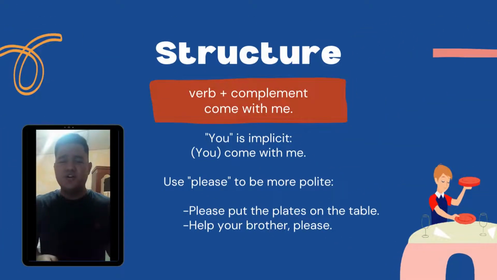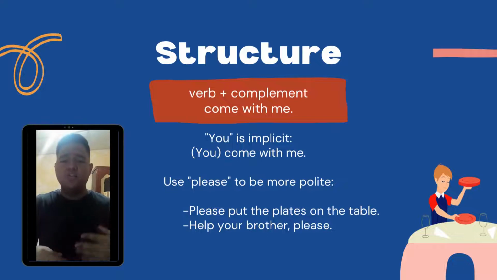The structure of the imperatives is very easy, right? We just need the verb plus the complement. So we have an example here, come with me. We have our verb, that is come, and our complement, that is with me. So as you can see here, the subject is implicit. It means that it is not there, but you know that it's there, right? For example, in this case, the subject is you. You come with me. But it is implicit because it is an imperative, so you don't need the subject. You just say, come with me.